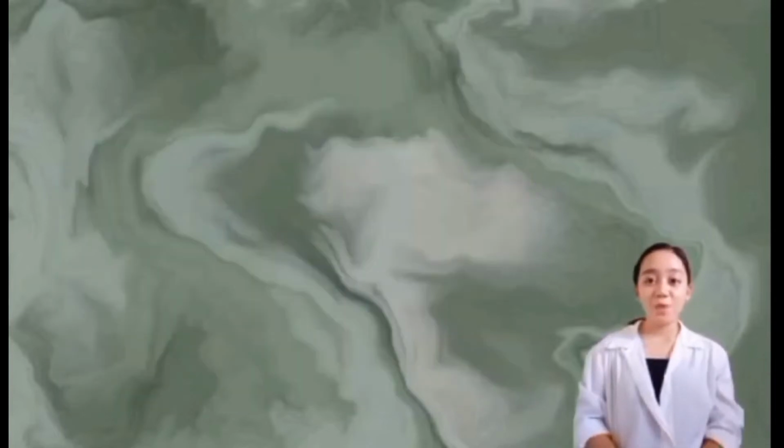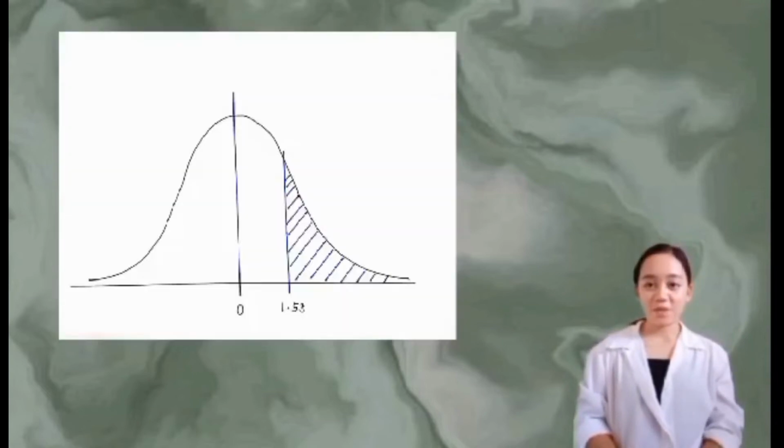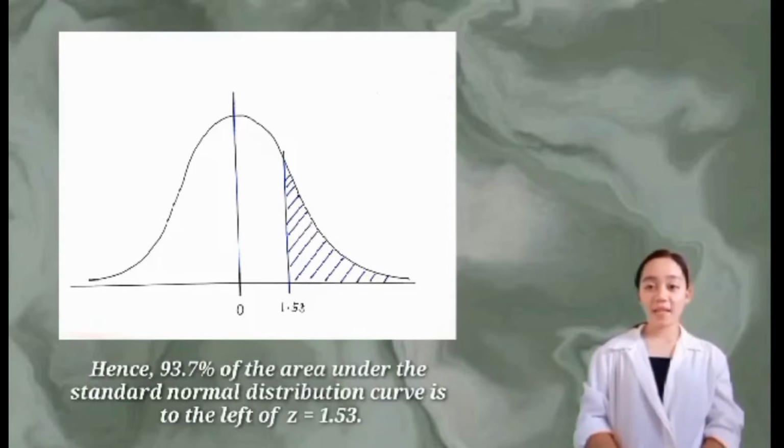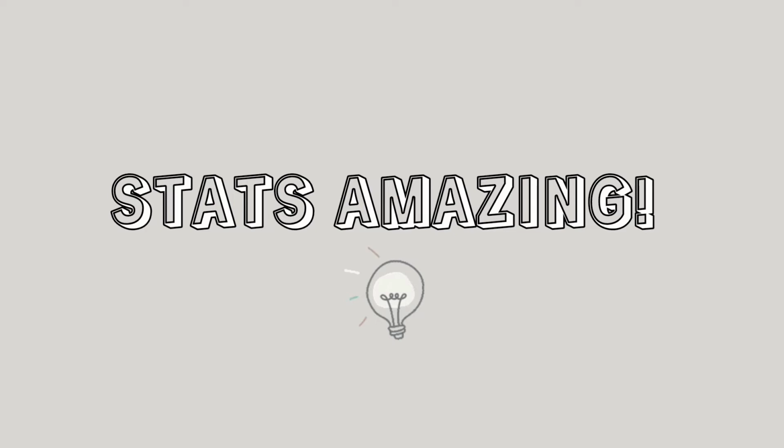So now, we can draw the graph for our example. The shaded part is going to the right since we are asked to find the probability that such scores will exceed 1,350. Hence, 93.7% of the area under the standard normal distribution curve is to the left of z, which is equal to 1.53.